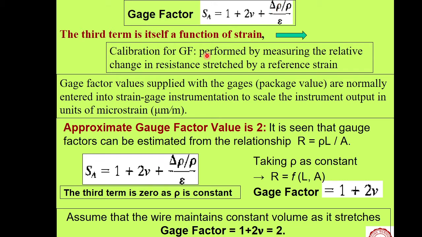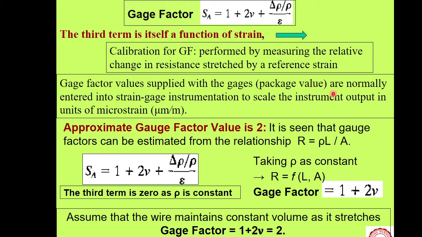For a particular strain gauge, this calibration is carried out by the strain gauge manufacturer. Okay. So how is this calibration done? Performed by measuring the relative change in resistance stretched by a reference strain. Okay. So we require a linearity of this thing. In that case, we have a constant gauge factor there. So gauge factor values, they are supplied with the gauges.